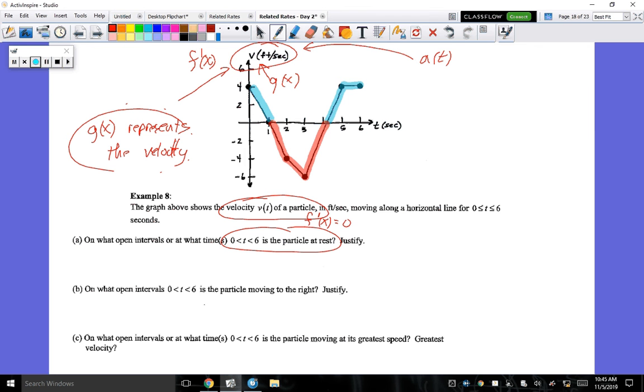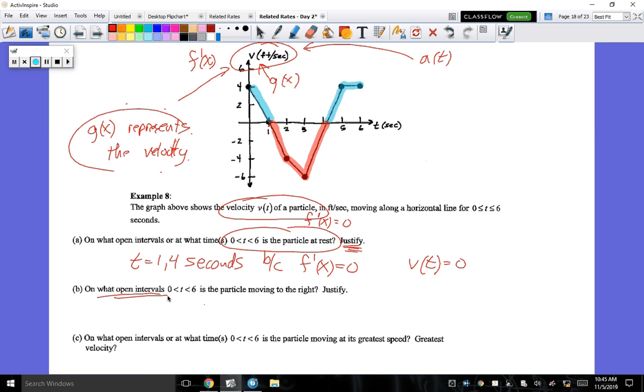All right. On what open interval? Great questions, guys. Seriously, nice catch on that. On what open intervals or at what times between 0 and 6 is the particle at rest? We know when f prime is 0. Anyone? What are my values going to be? 1 and 4. So t is equal to 1, 4 seconds. Is it seconds? Yep. This is a big one on your quiz today because f prime of x is equal to 0. And yes, you could have written v of t is equal to 0. It means the same thing.